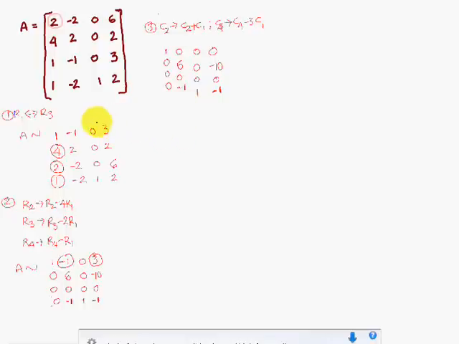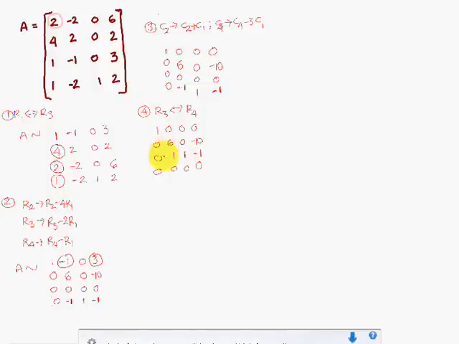Next, I am interchanging R3 and R4 rows. Therefore, if I interchange R3 and R4, you come across 1, 0, 0, 0, 0, 6, 0, minus 10, minus 10, and 0, minus 1, plus 1, minus 1. The last row is all zeros.